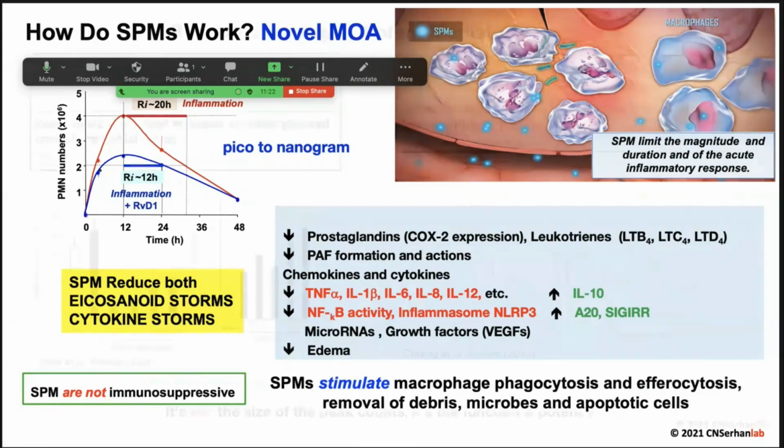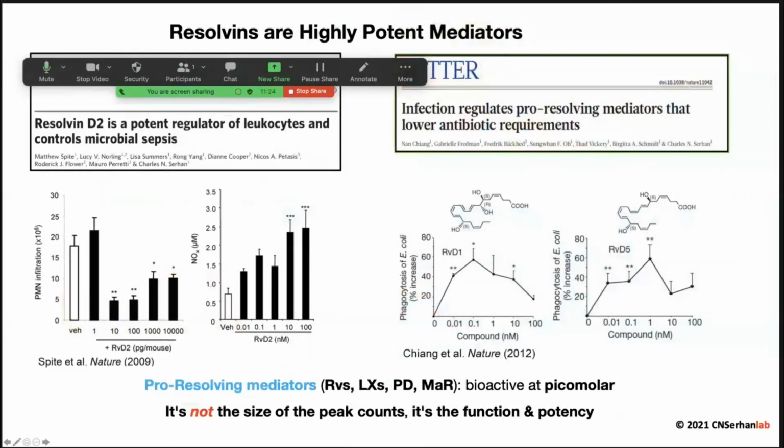So in all, the SPMs have been shown to limit the magnitude and the duration of acute inflammatory responses, and they are not immunosuppressive. To give you an idea of some of the potency, this is in a sepsis model, polymicrobial sepsis model, and you see that Resolvin D2 at as little as 10 picograms per mouse reduces neutrophilic infiltration. And on the right of this slide, Resolvin D1 and D5 increase phagocytosis and killing of E. coli in the 0.1 nanogram, 1 nanomolar range.